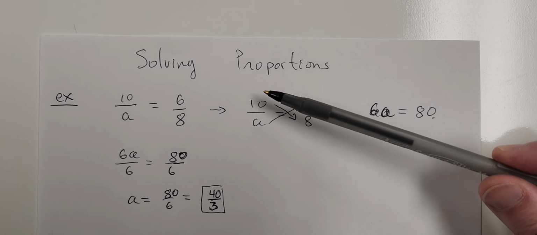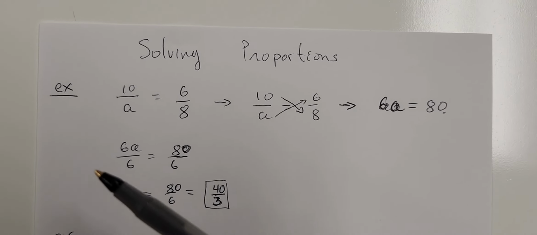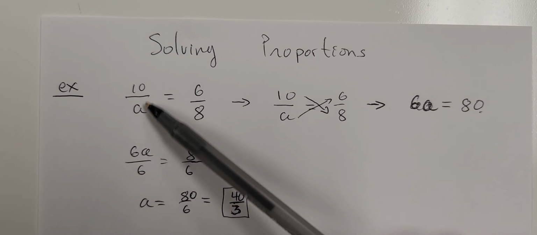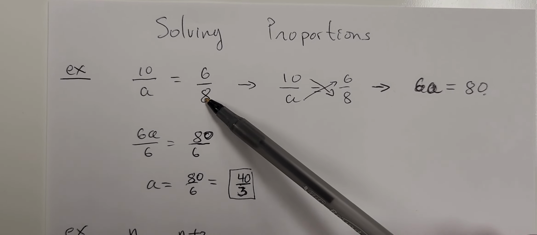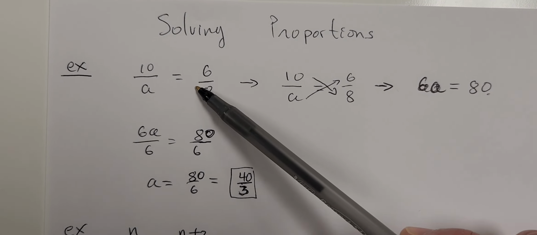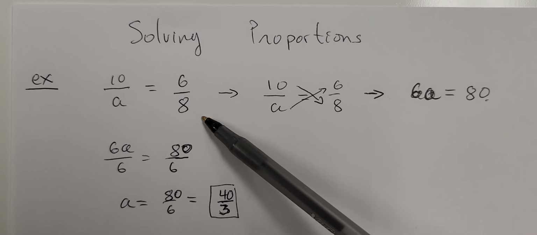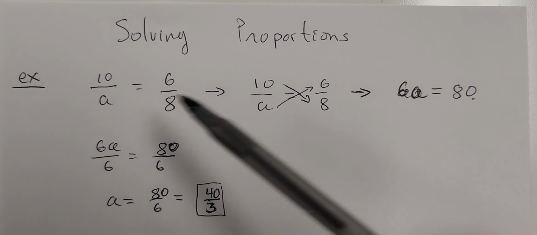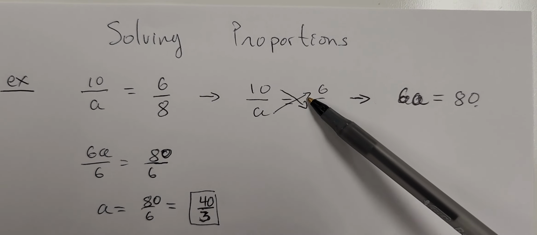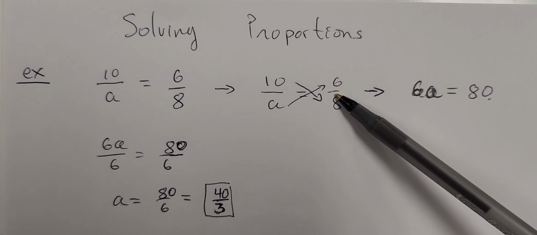This lesson is solving proportions. Here I have an example. Fractions equal fractions, so this is called a proportion. To solve this, we will cross multiply, and that's what I have over here. I rewrote this example over here so that you can see the cross multiply.